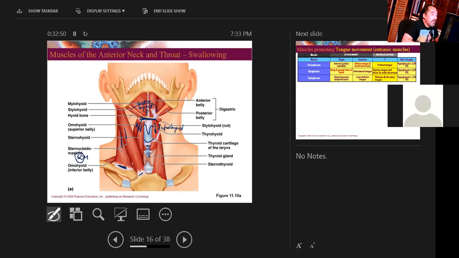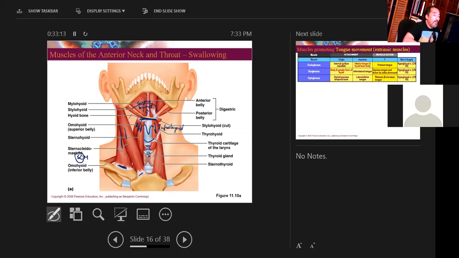Those are the muscles that are pulling down. So I'm starting with the infrahyoid group. Those are the muscles that pull down the hyoid bone. After lifting it up, the infrahyoid pulls it down. So the opposite effect.